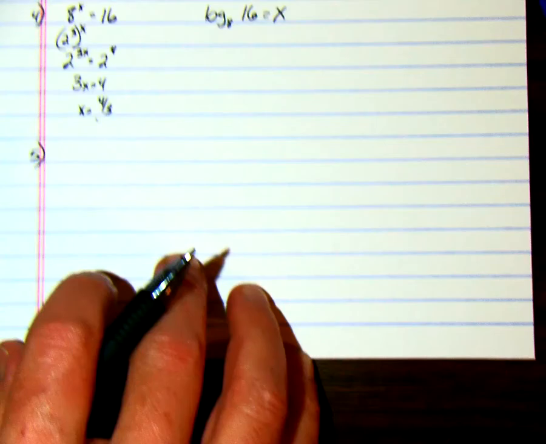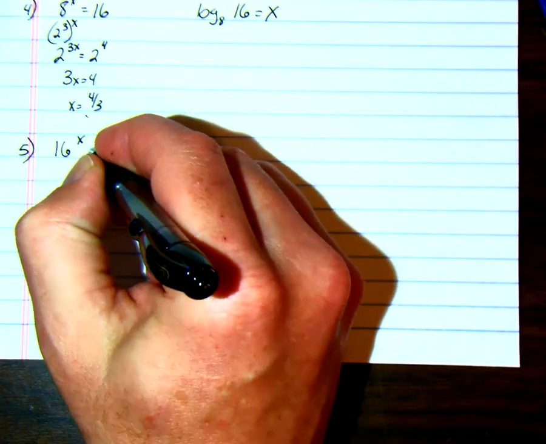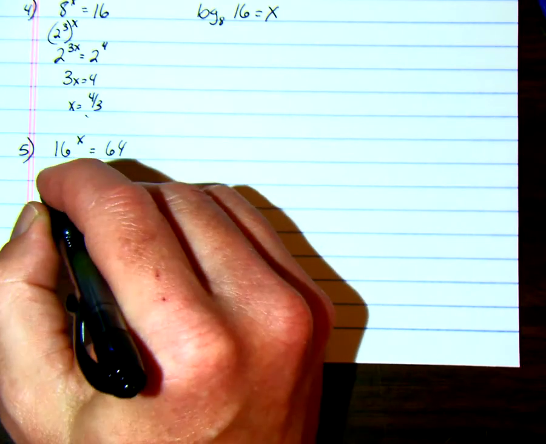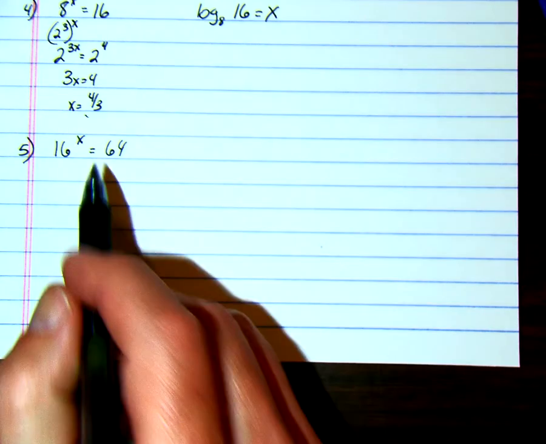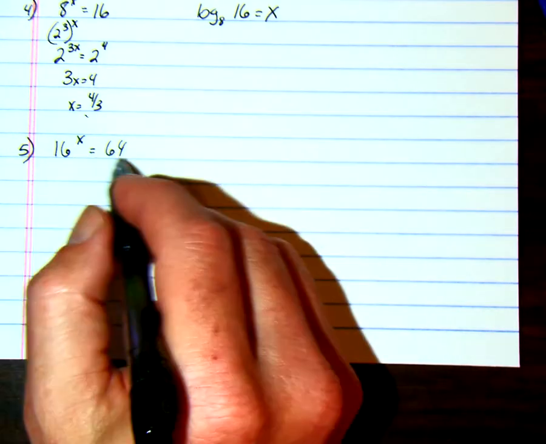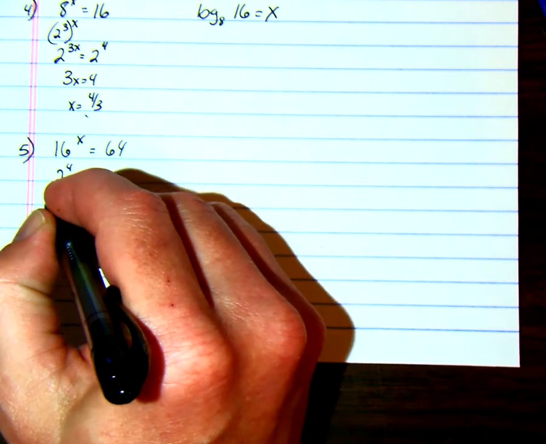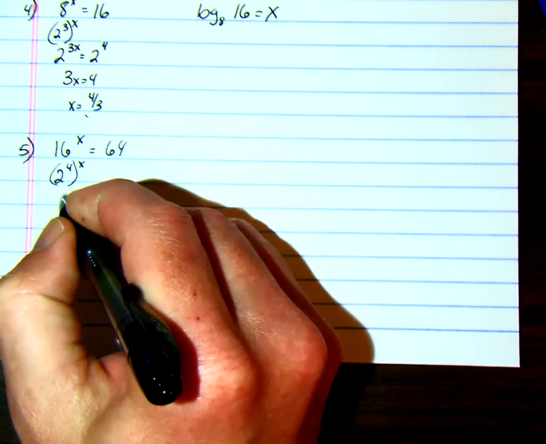We're still doing that same base thing. So I probably gave you way too many of those. 16 to the x is equal to 64. And again, we're stuck with that problem. 16 to the first is 16. 16 squared is 256. Well past 64. So I've got to break down both sides. Okay. 16 is 2 to the fourth power. And we're going to write that. So that means that's going to be 2 to the 4x.